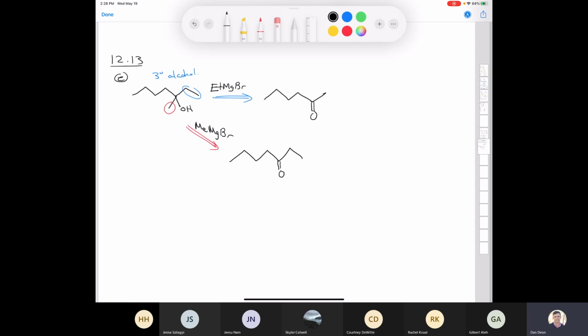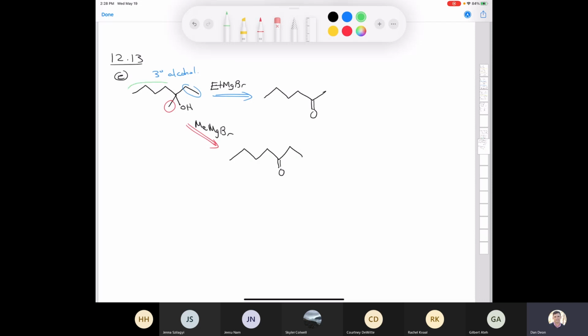And then if I wanted to add all 4 of these carbons here, then for that I'd need 1, 2, 3, 4. I need 4 carbons. So 1, 2, 3, 4, 5, 6, 7, 8. Yep, that looks good. So I would need this as my starting material if I wanted to use butyl magnesium bromide.